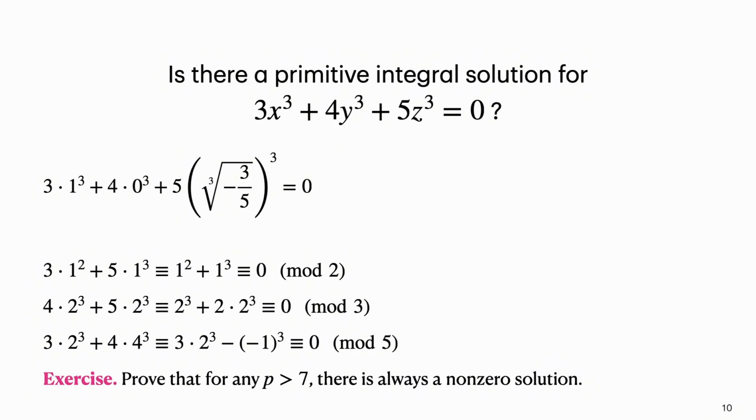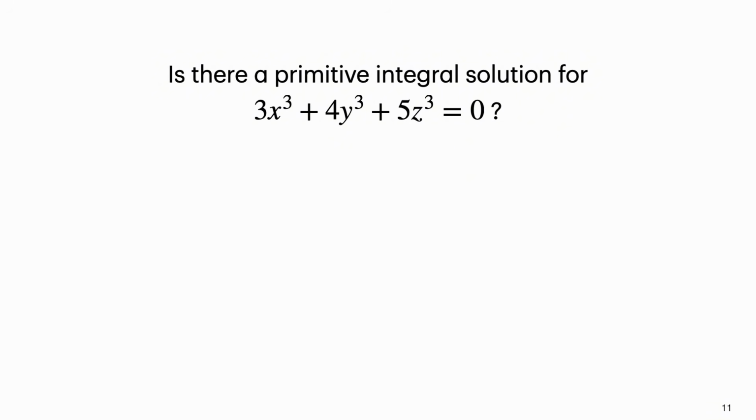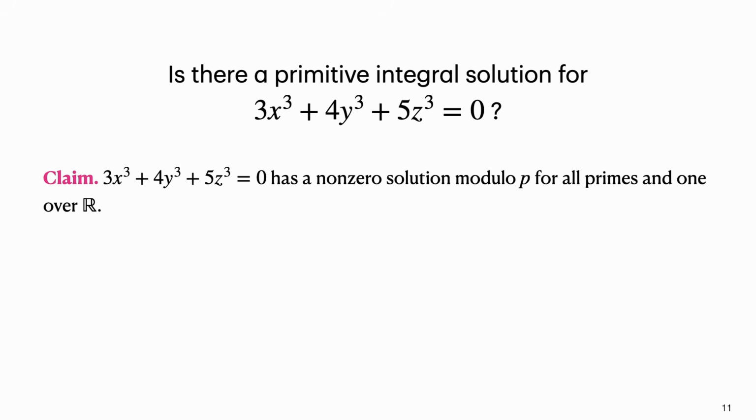And if you give up with this problem, you can see Kit's notes. Where's Kit? I lost him. Okay, you can see Kit's notes on local to global principles, and there is a really cool proof of this fact that uses units mod p for any of these primes greater than or equal to 7. So once you have done the exercise, the claim is that there is a non-zero solution modulo p for all primes, and also over R.